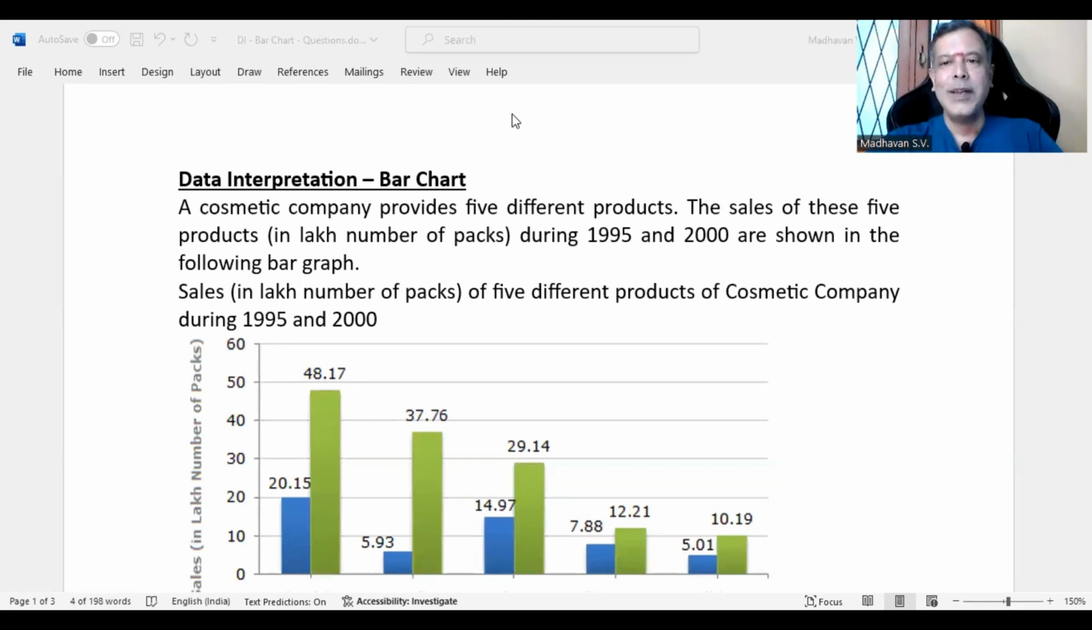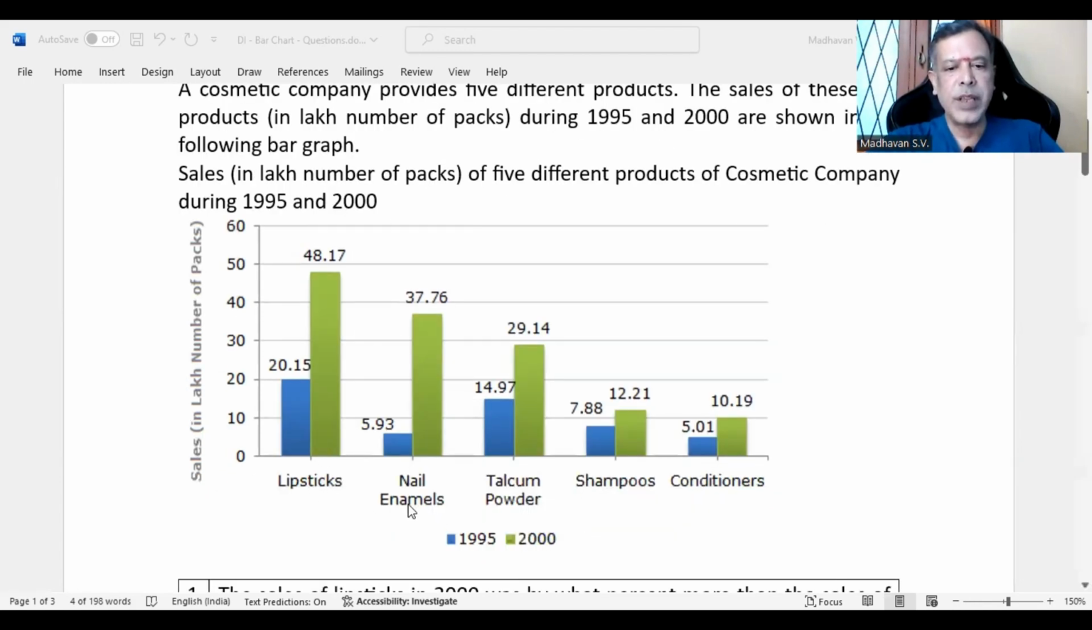Hello everyone. In continuation with our quantitative aptitude, the next topic is how do we do a data interpretation from bar chart. So in this, there is a question. A cosmetic company provides 5 different products. The sales of these 5 products in lakh number of packs during 1995 and 2000 are shown in the following bar graph. Sales in lakh number of packs of 5 different products of cosmetic company during 1995 and 2000. So here the products are lipstick, nail enamels, talcum powder, shampoos and conditioners. The blue color is of 1995 and the green color is of 2000. So the sale is given in terms of quantity, number of packs.